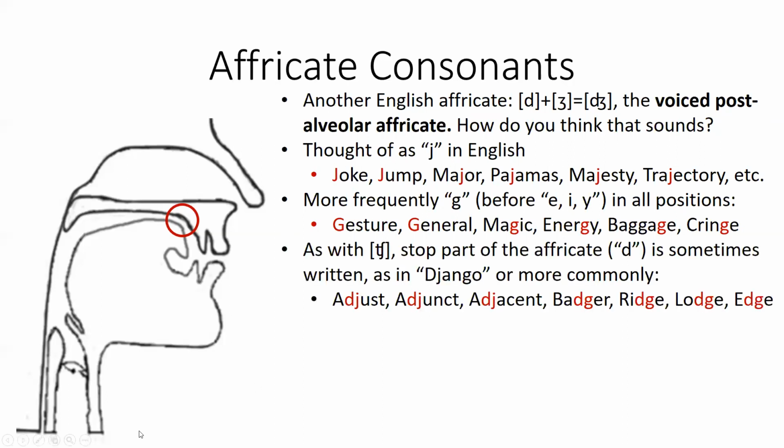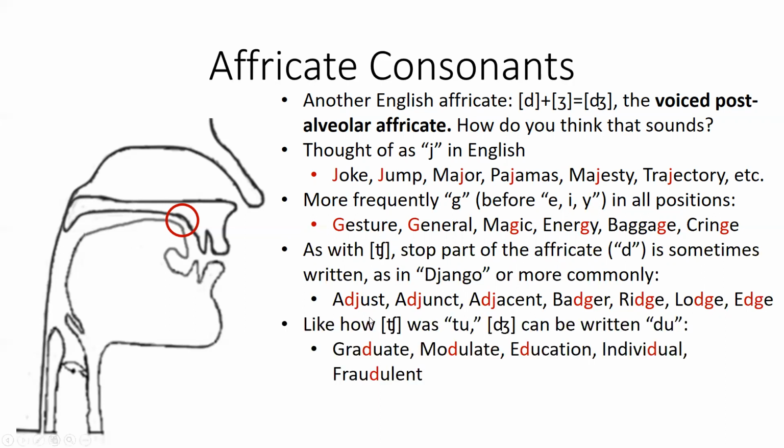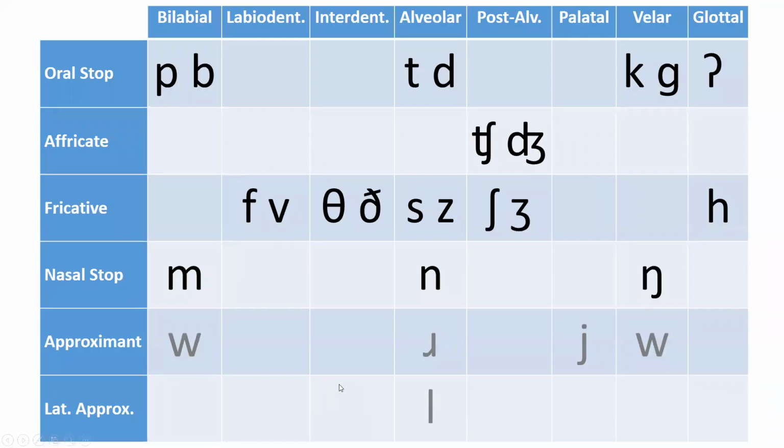And just like with ch, this stop part of the affricate is sometimes written. You might have heard of the movie Django, which is borrowed from French, where they put the D before the j, just like in Chad, and like in the country of Djibouti, where they write the D before the j to make j. In English, we only do that in the middle of words, sometimes with a J like adjust or adjacent, sometimes with a G like in badger and edge. And just like how ch could be a TU, j can be a DU, so graduate, education, fraudulent, those are all j sounds.